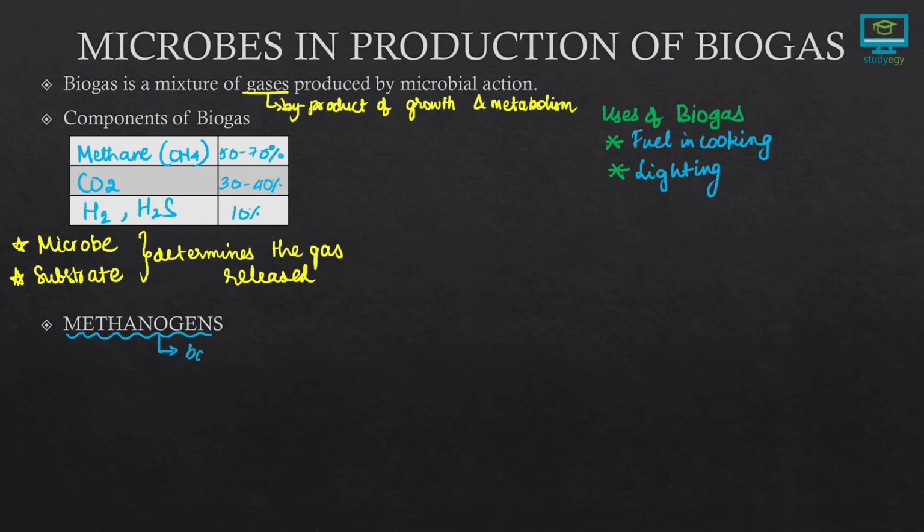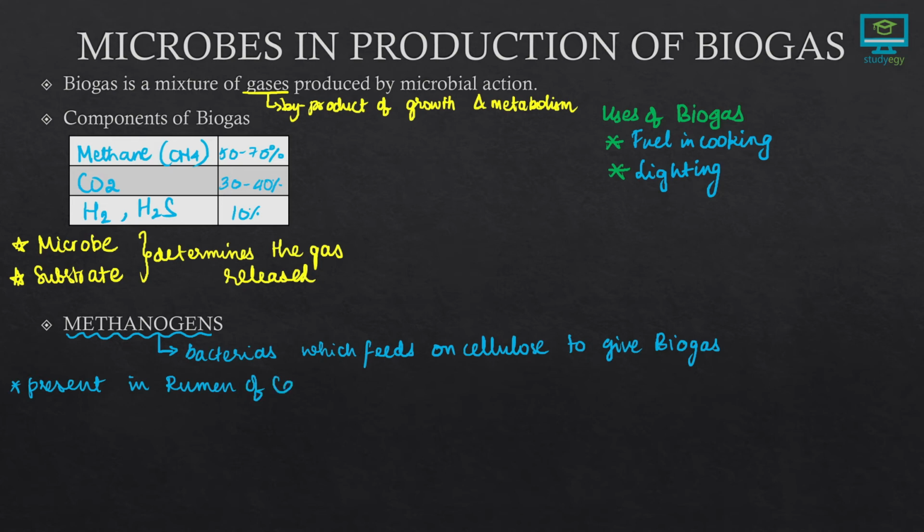Now coming to methanogens, these are the bacteria which feed on cellulose to give biogas. They are usually present in the rumen of cattle and help in the breakdown of cellulose. The major part of the cattle's diet is plants, and these plants are very high in cellulose. Hence this cellulose is usually broken down by methanogens, and through the excreta, these methanogens come out from the cow's rumen. This excreta, which is highly rich in methanogens, is used in the biogas plant to produce the biogas.